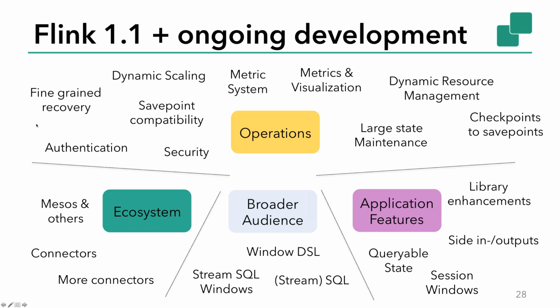But the bulk of the work is actually happening in the operations department. This is largely driven by large organizations that are deploying Flink in production. There we have things like security, authentication, dynamic scaling, compatibility of savepoints with checkpoints, maintaining very large scale, etc. So the message here is that as Flink is being deployed at some of the biggest stream processing infrastructures of the world, a lot of the work in the community is about making it operational there, so it's around operations.